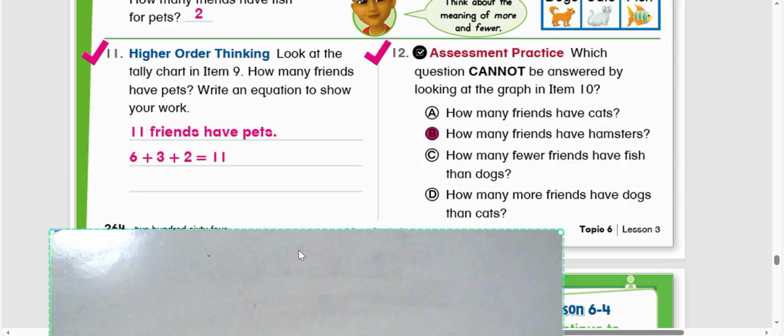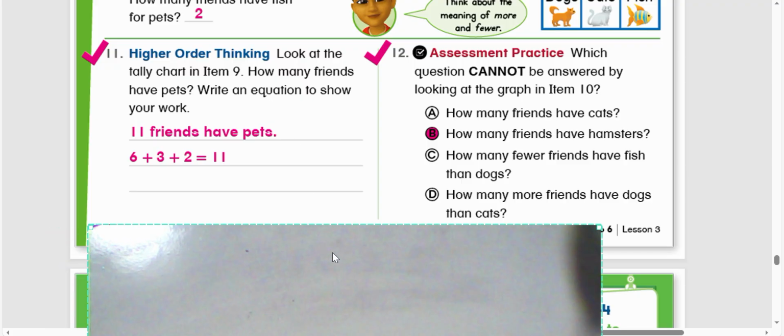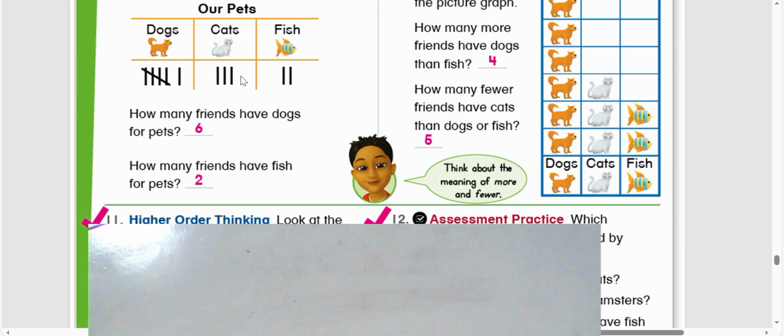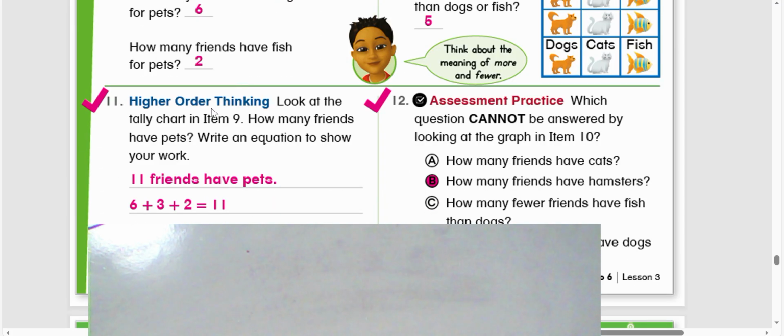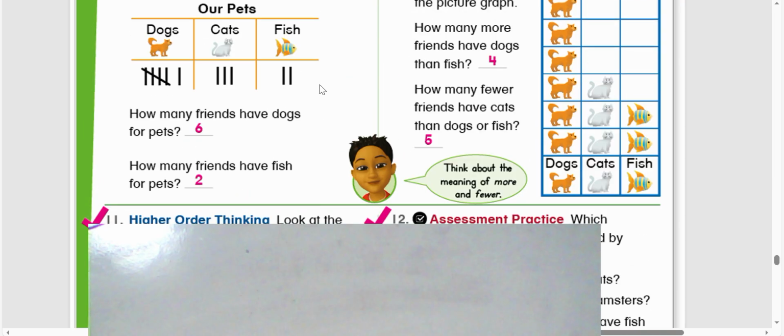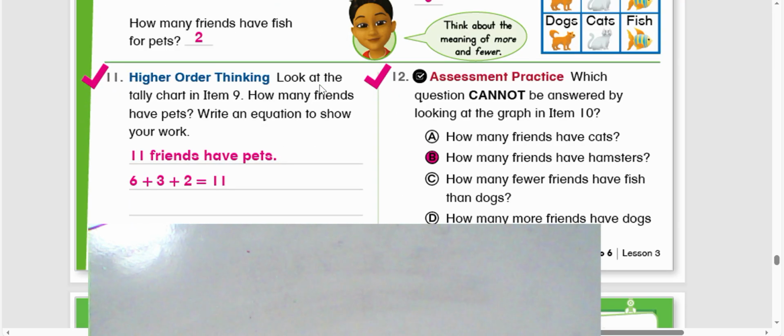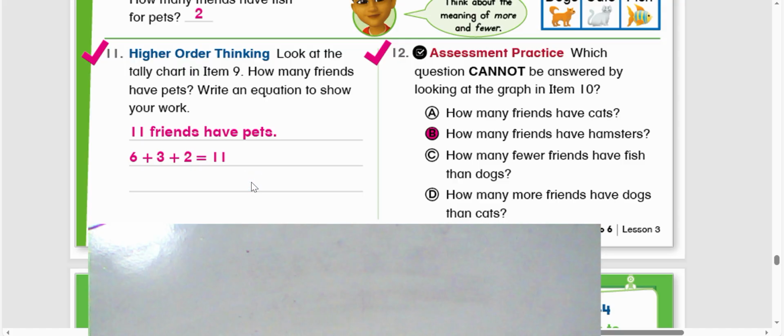Higher order thinking. Look at the tally chart in item 9. How many friends have pets? Write an equation to show your work. You can collect all the numbers. 6 plus 3 plus 2. 6 plus 3 is 9. 9 plus 2 is 11. The total number will be 11.